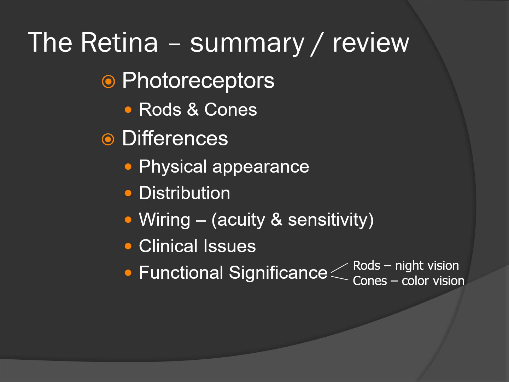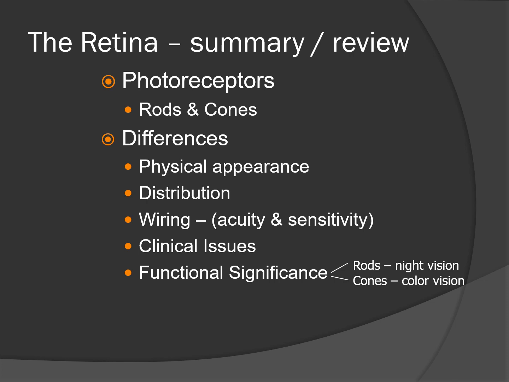Our clinical issues, I won't go back through them because I want to get back to our functional significance. So the rods give us our night vision. If I have retinitis pigmentosa, I'm going to lose that convergence. I'm going to lose those rods. I'm going to lose that night vision. I can still see color, and I can still see in the foveal vision. I have that sharp vision in the fovea.